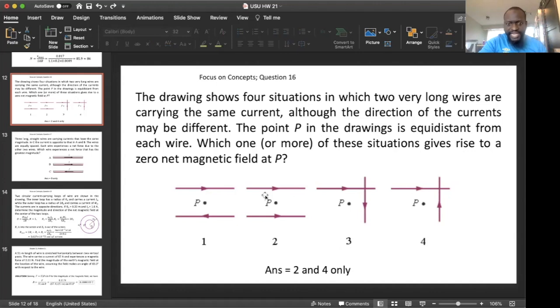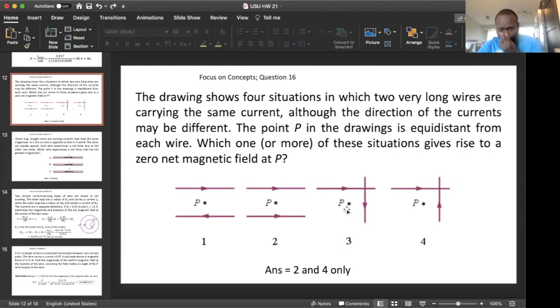For number 2, they're in the same direction, so you can already guess. Going like this, at P, the magnetic field goes inside. Going like this, at P, the magnetic field comes outside. So going inside and coming outside cancels out. So number 2 definitely gives 0 magnetic field.